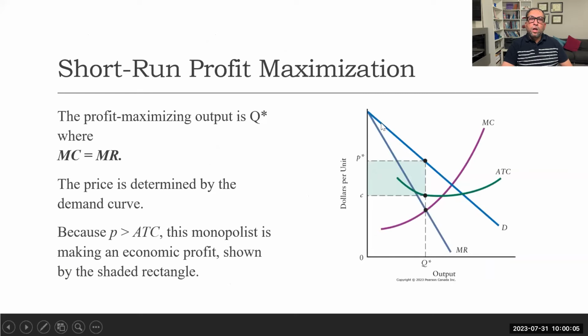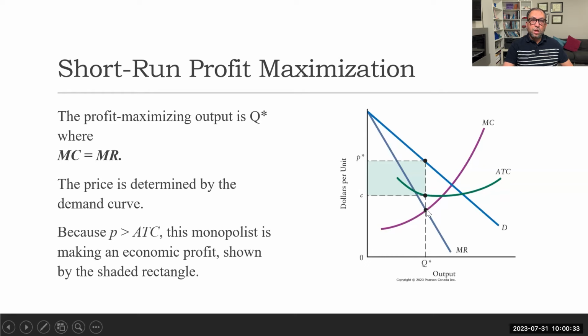Now, how are monopolists going to maximize their profit? The monopolist is facing a downward sloping demand curve. So it's very important that the monopolist selects a quantity at which they can sell the maximum. So the profit maximizing quantity is where MC is equal to MR, right?